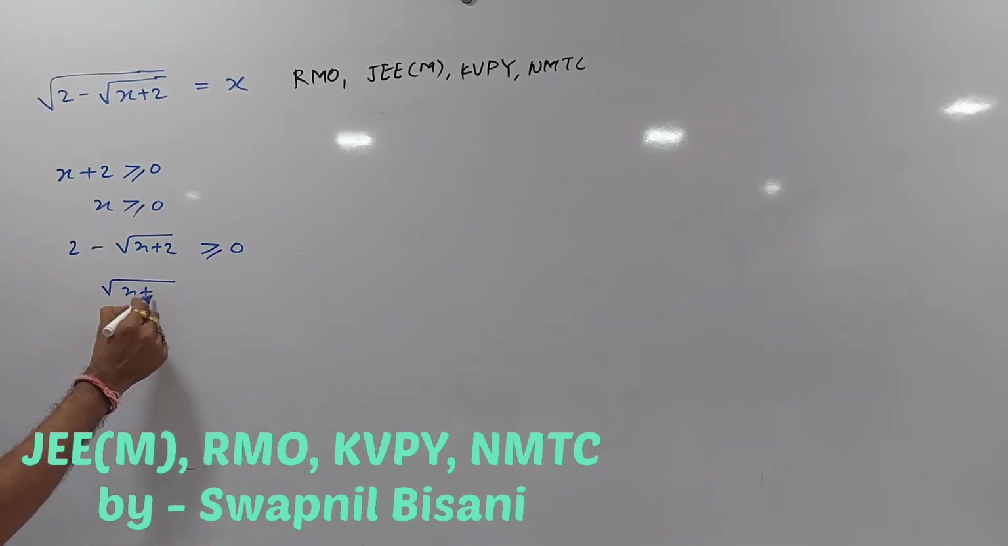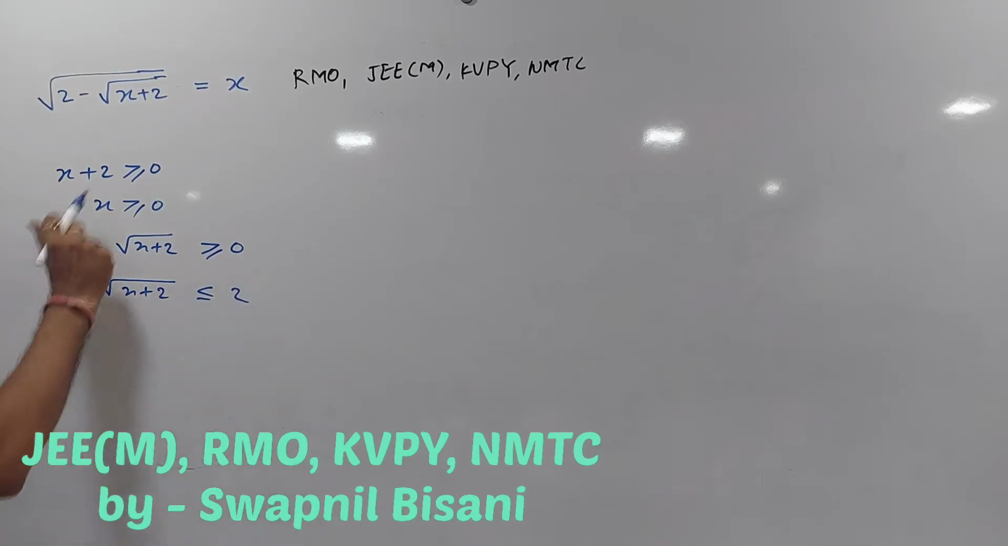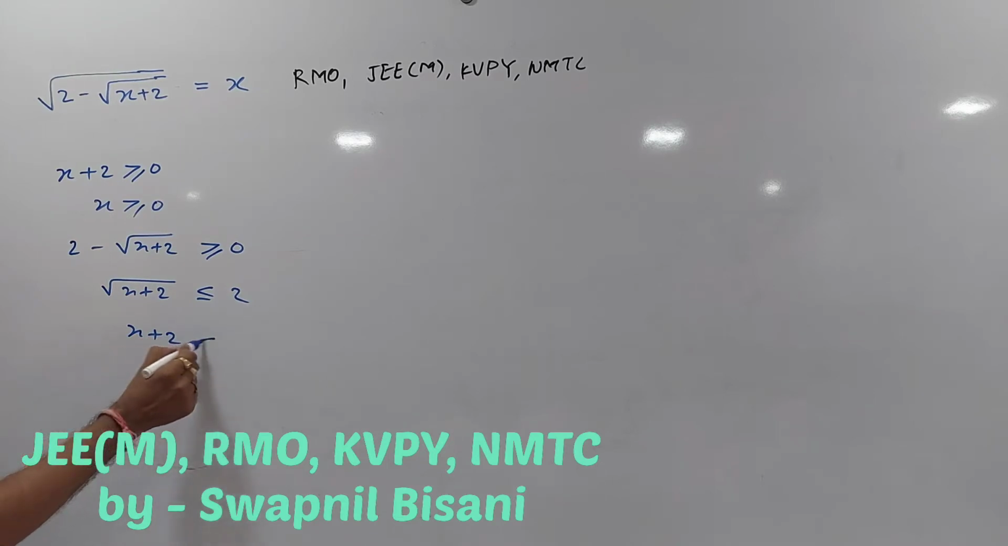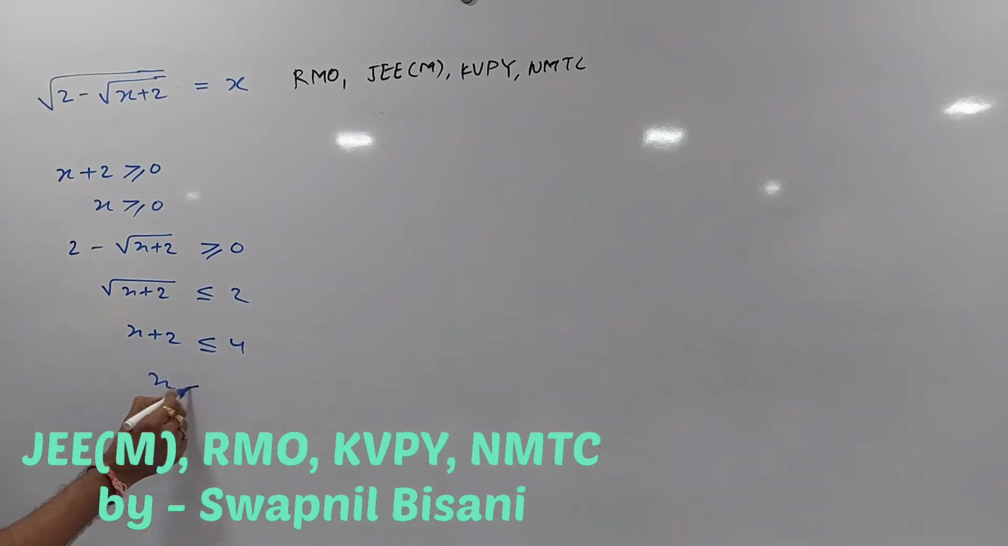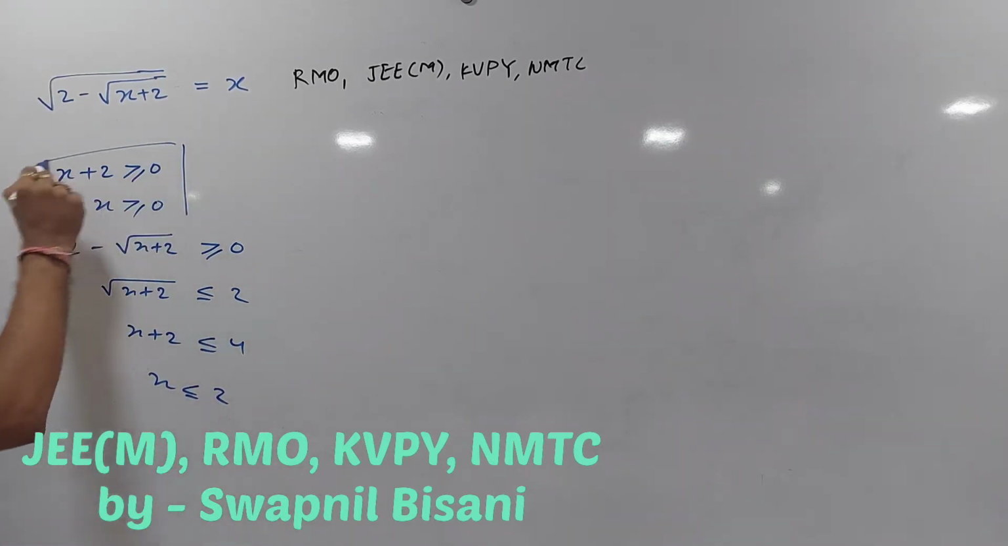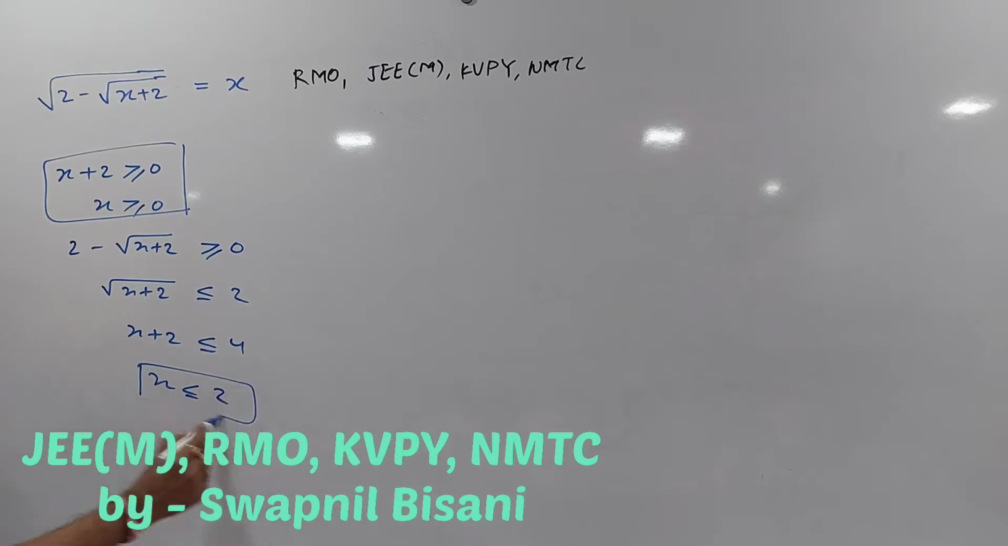So x plus 2 is less than or equal to 2. Just shifting the inequality we are using. And squaring this, x plus 2 is less than or equal to 4. Fine. So that is x is less than or equal to 2 after shifting. So I got this 2 and this.